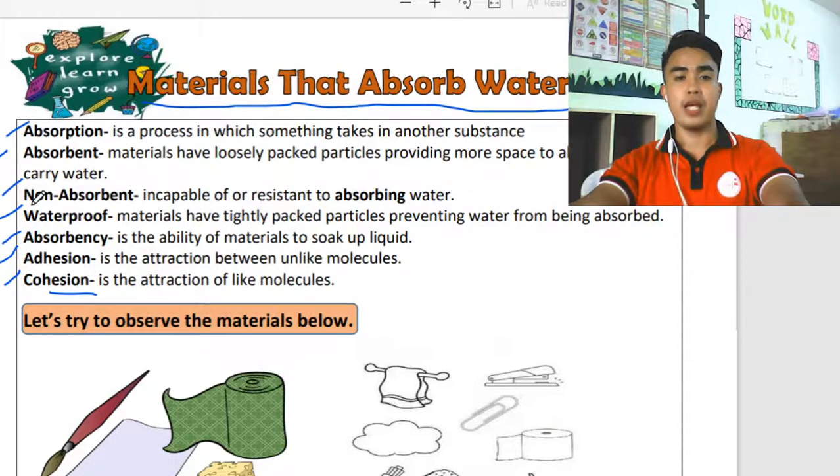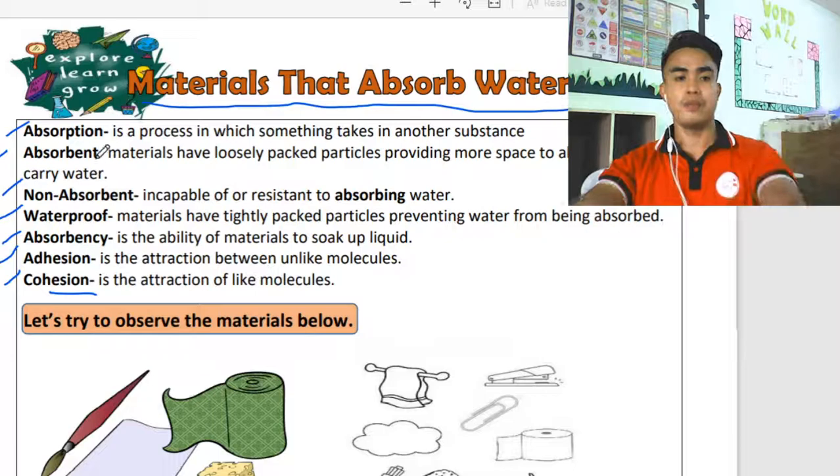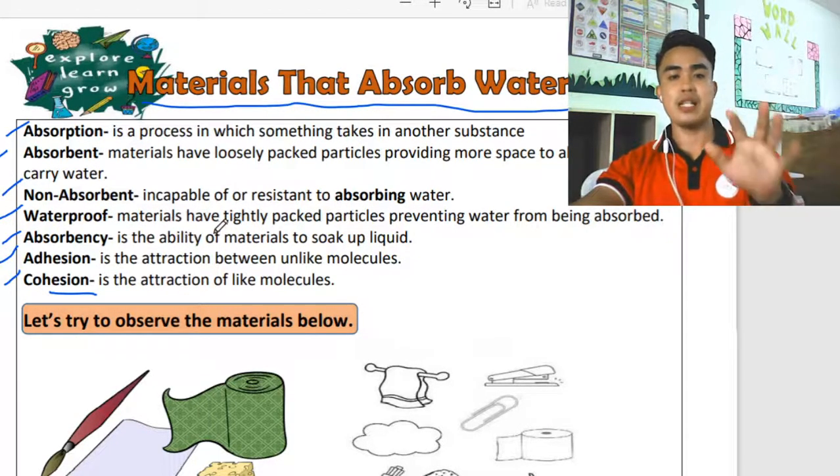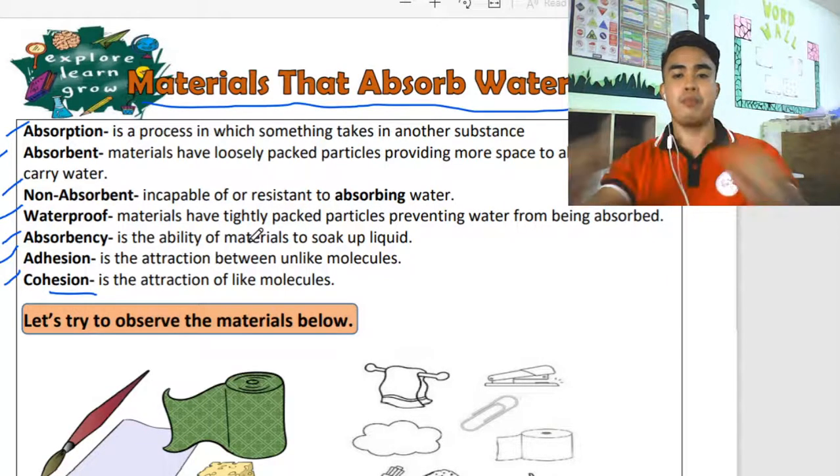And then when we say non-absorbent, they are the materials that are incapable of or resistant to absorbing water, or water resistant. They are the materials that resist water. When we say waterproof, it is the same thing. They are the materials that are tightly packed together. The particles are packed together, preventing water from being absorbed. They cannot absorb water.